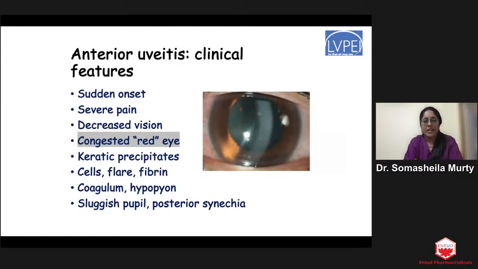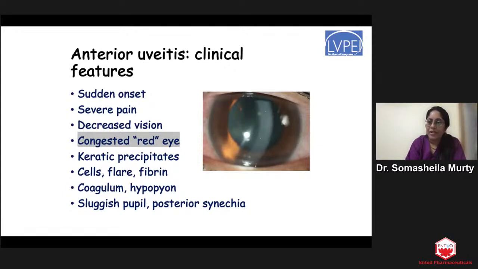Moving on to the clinical features. We know that there are classical clinical features: sudden onset, severe pain. It is quite a painful condition because the patient has cyclitis and also circumcorneal congestion. So the patient comes in with a congested red eye. You'll have keratic precipitates, cells, flare, fibrin.